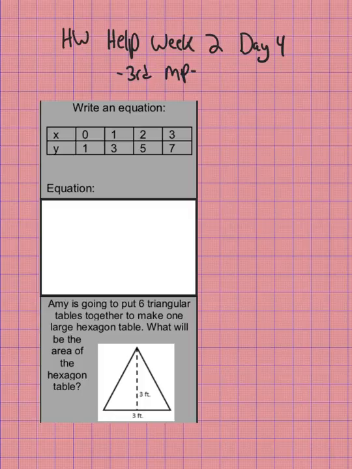Hey guys, it's homework help for week 2, day 4 of the third marking period, and I've got 2 pretty tricky problems for you to do today, especially this first one. So this one says write an equation. So if you remember, we always said start with y equals.